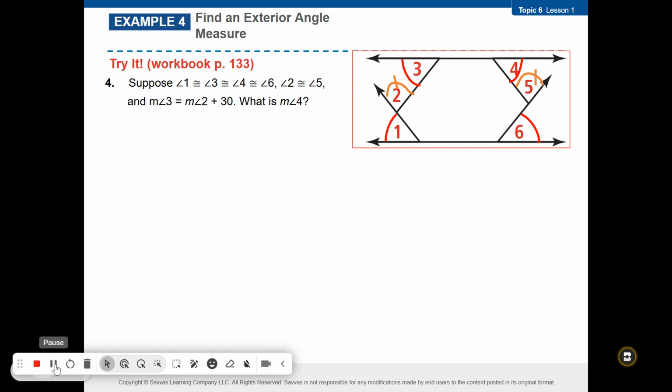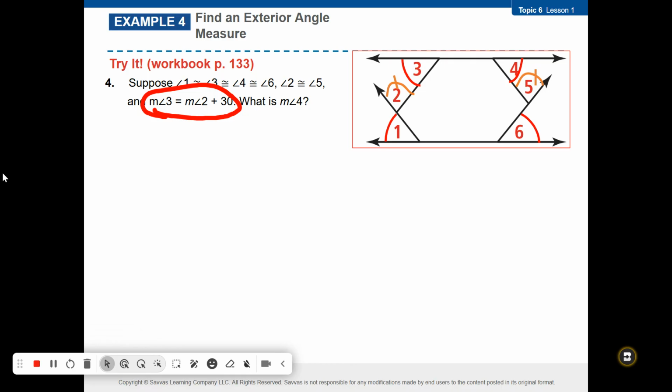So if we take a look, we know that 1, 3, 4, and 6 are congruent. We also know 2 and 5 are congruent. The key here is that the measure of angle 3 is equal to the measure of angle 2 plus 30. All right? We have to define the measure of angle 2. What do you want to call it? If you want to call it the measure of angle 2, you can. That's kind of rough. I called it x.